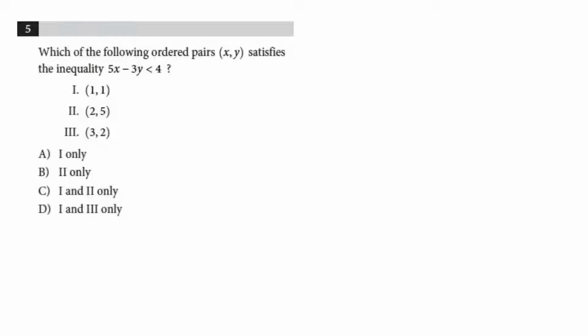Number 5. Which of the following ordered pairs satisfies the inequality 5x minus 3y is less than 4? There are only 3 possible ordered pairs. I think that the fastest way to do this is just to plug and chug. Plug in the xy pair and see if it in fact is less than 4. So if we have 5 times x, which is 1, we'll have 5, and then y is 1, and be minus 3, less than 4.